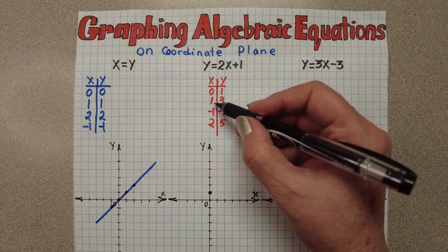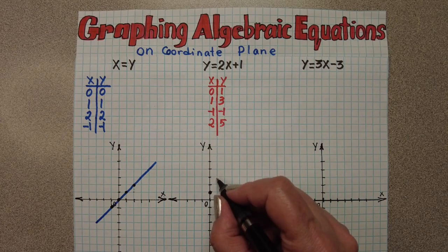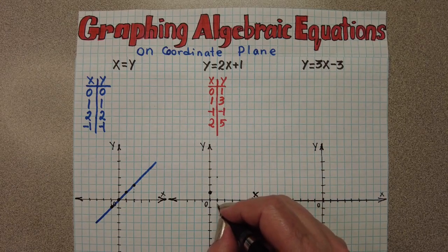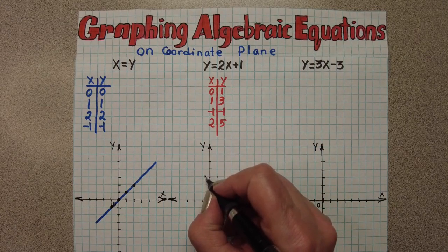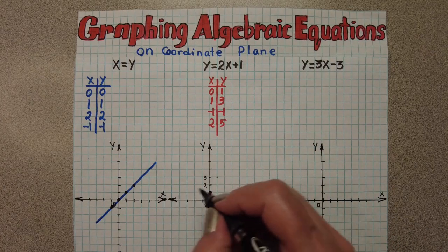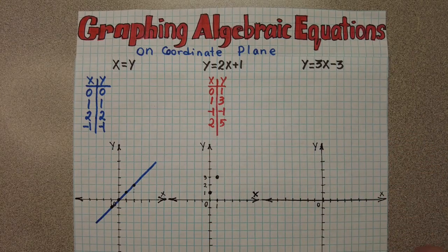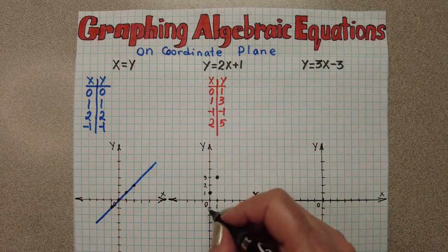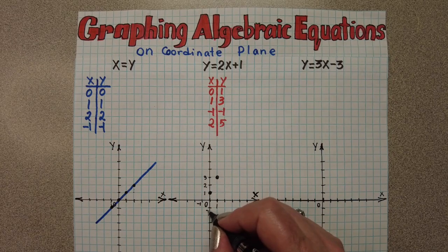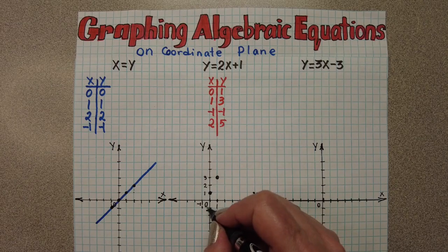Let's do the next point. When x is 1, y equals 3. Right here. X is 1, y is 3. This is 1, this is 3. Let's count 1, 2, 3. Okay. This is our second point. Next one is when x is negative 1. This is our negative 1. And y is negative 1. So they meet in this point.